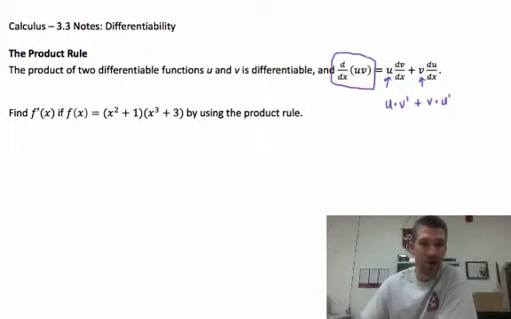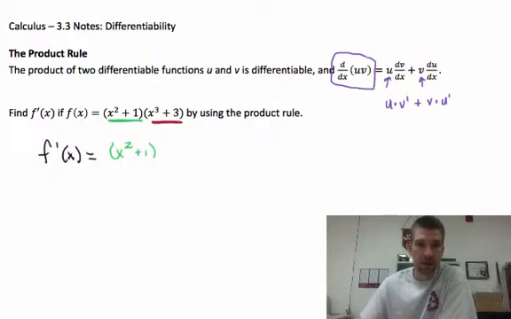So how does this work in action? Well, it works this way. If I've got x squared plus 1 here, and I've got x cubed plus 3 here, and I want to take the derivative of f of x, which is these two things multiplied together, then all I need to do is take the first term. So f prime of x is equal to the first guy, x squared plus 1, times the derivative of the second guy, and the derivative of x cubed plus 3 is 3x squared, and then plus the derivative of the first guy, which would be 2x, times just the second guy, x cubed plus 3.